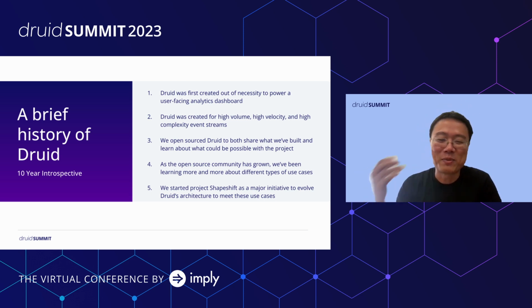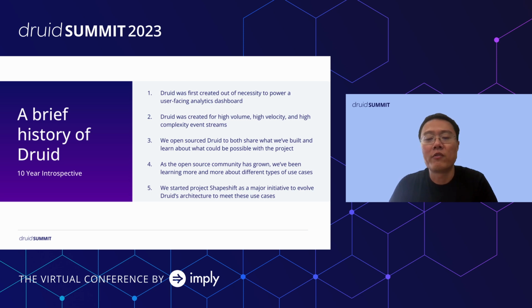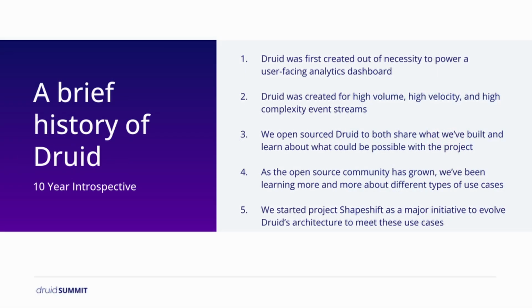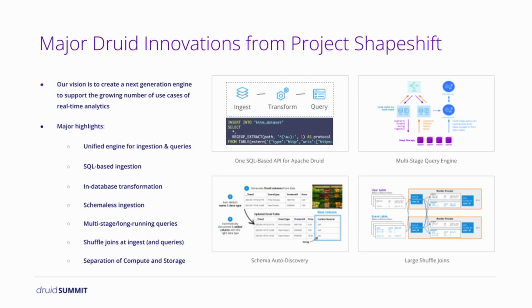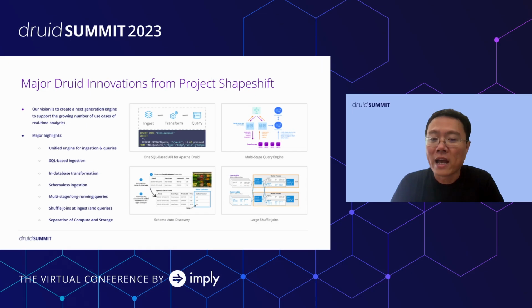We started this project called Shapeshift, and the idea behind Project Shapeshift was to really rebuild Druid from the ground up to make it much better for some of the existing use cases that we've seen in real-time analytics, as well as future use cases that we anticipate. So if you've been following Project Shapeshift, you know that usually once a quarter or several times a year, we'll do announcements about how the project has been going.